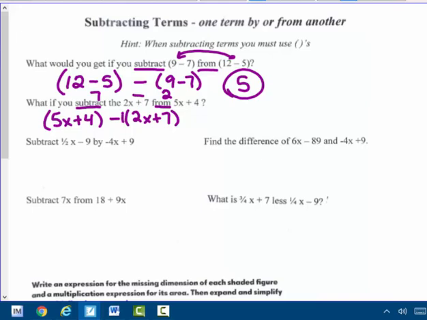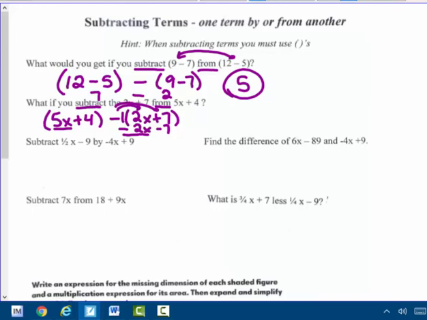Here, I'm going to have to distribute this negative, and I write it as -1, and I multiply the second binomial by -1. So -1 times 2x, -2x. -1 times positive 7, -7. Now I'm going to put my like terms together, combine like terms. Should have put more space on this.